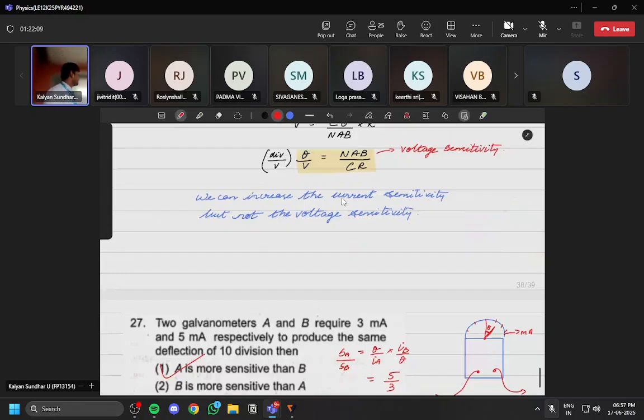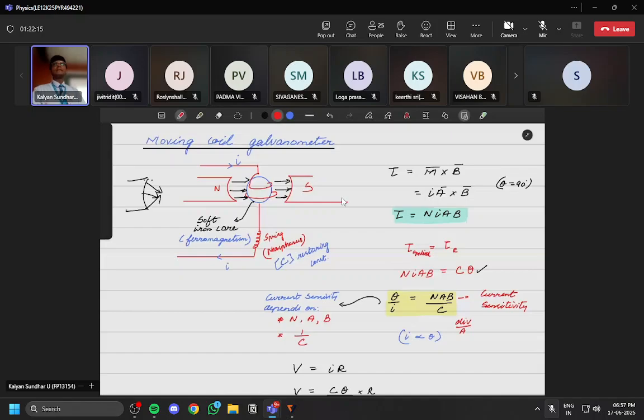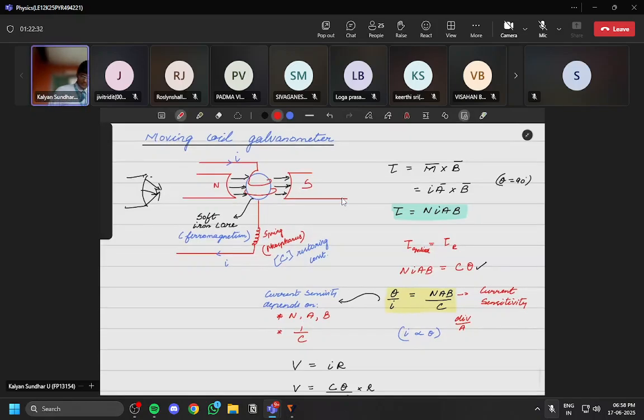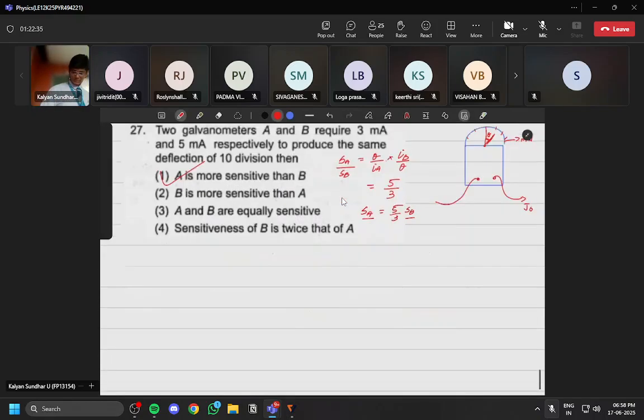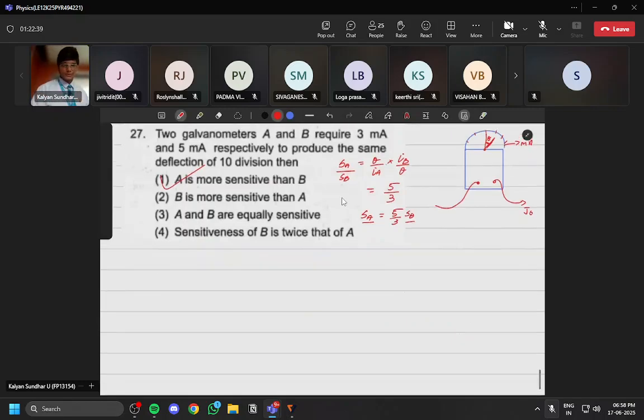This is a coil, right? When a coil wire keeps going around, it will be producing a magnetic moment. What is M? M is I into A vector, correct? Now the magnetic field is perpendicular to it. Torque is being produced by M cross B, and the vector concept.